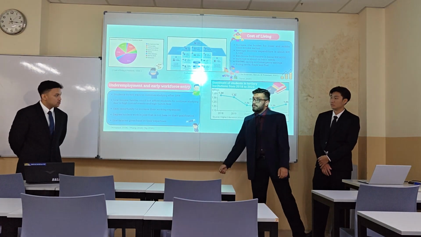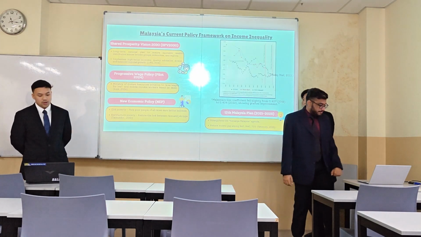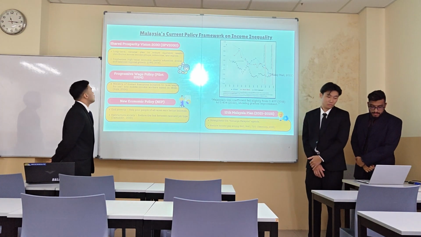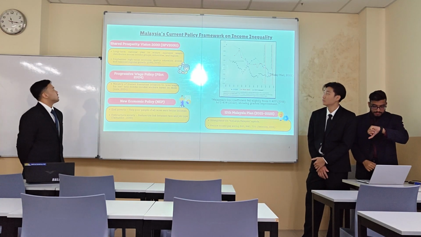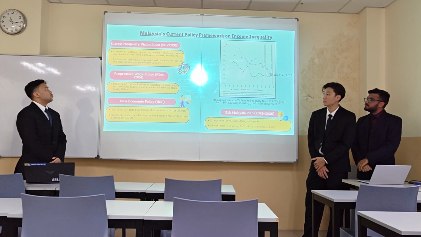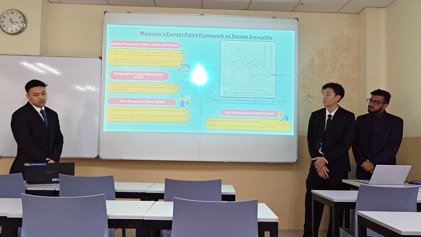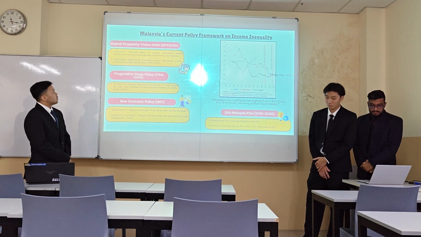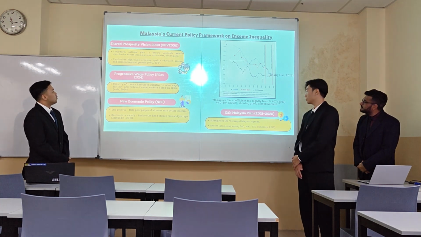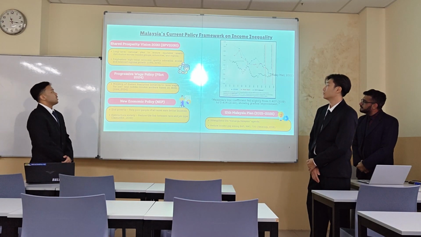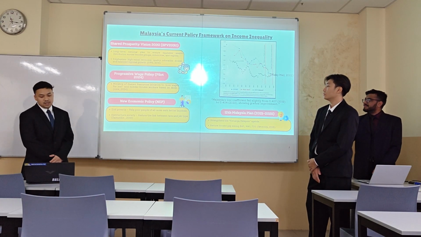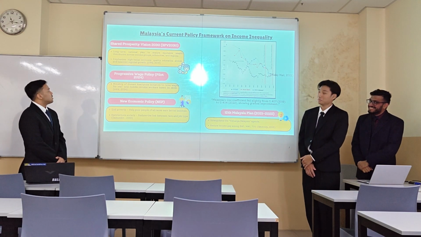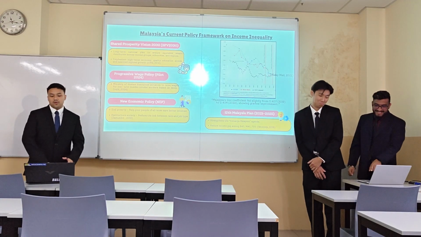Now I'll be passing it to one to talk about the policies. Thank you. So I'll be talking about the current policy framework on income inequality. The first policy is Shared Prosperity Vision 2030, known as SPV 2030. It is aimed to reduce and ensure equitable wealth distribution across income groups, ethnicities and regions. It emphasizes high value economy, quality education access and balanced regional growth for everyone.